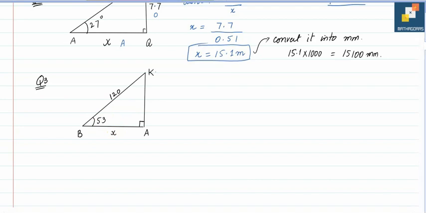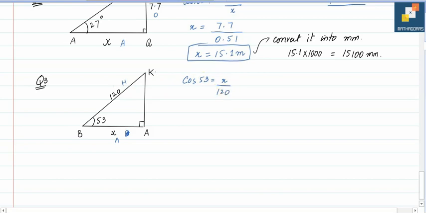Again, a very simple question. At this point you need to stop the video and try this question by yourself. First thing, highlight which two sides we know: adjacent and hypotenuse, right? Adjacent and hypotenuse come in cos. So cos 53 is equal to adjacent x over hypotenuse 120. Now cos 53 is 0.602, equal to x divided by 120. To find the value of x, you need to shift 120, so it will be 0.602 multiplied by 120 is equal to x. So the value of x is 72.2. That is your answer.